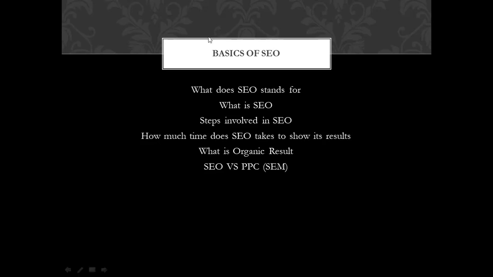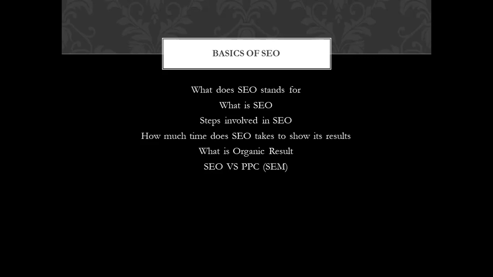What does SEO stand for? SEO stands for search engine optimization. So what is search engine optimization? The word says search engine optimization. To optimize something means making it work as per our benefit. Search engine optimization means optimizing the search engine in a way that it will show our website at the top of the search results, irrespective of other websites which contain similar content. So the meaning is clear.